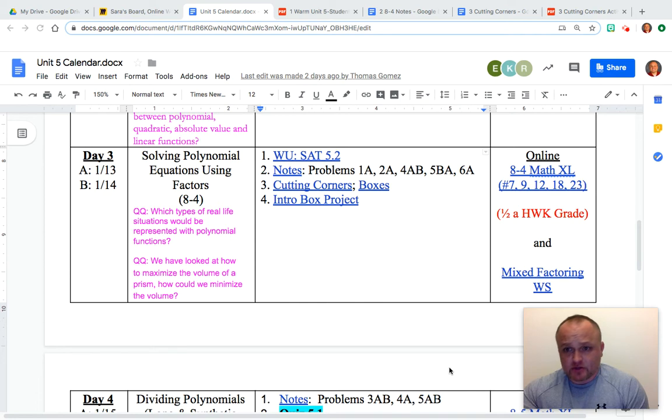Okay, but you see right there online, it says 84XL 793, 12, 18, and 23. That is half a homework grade. And then if you clicked on that mixed factoring worksheet, that will actually also be homework, and that's a full homework grade, okay? And then that's it. I mean, SAT notes, and then this cutty corners boxes. I'm going to show you visually what's happening there, but nonetheless, the intro to the box project I will cover whenever I come back. All right, so let's get started.